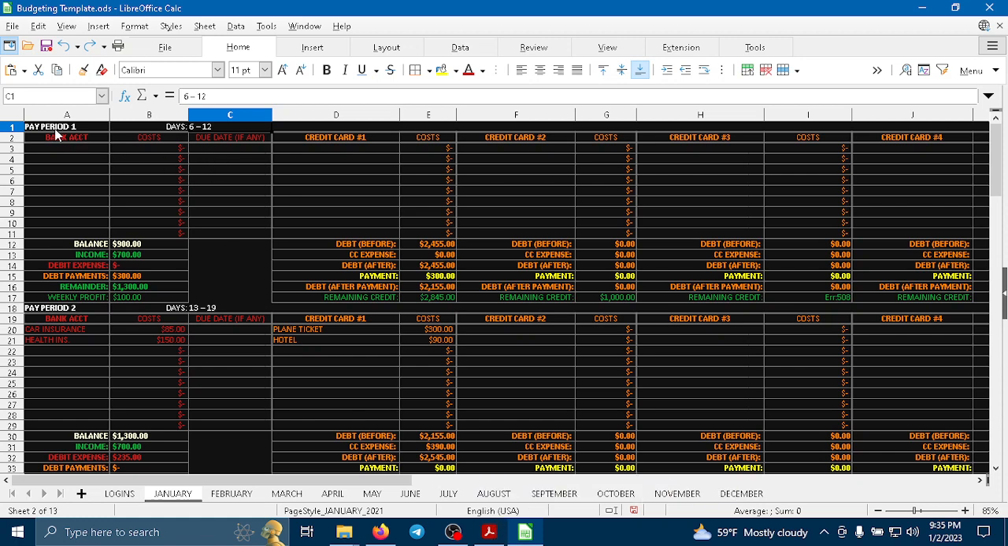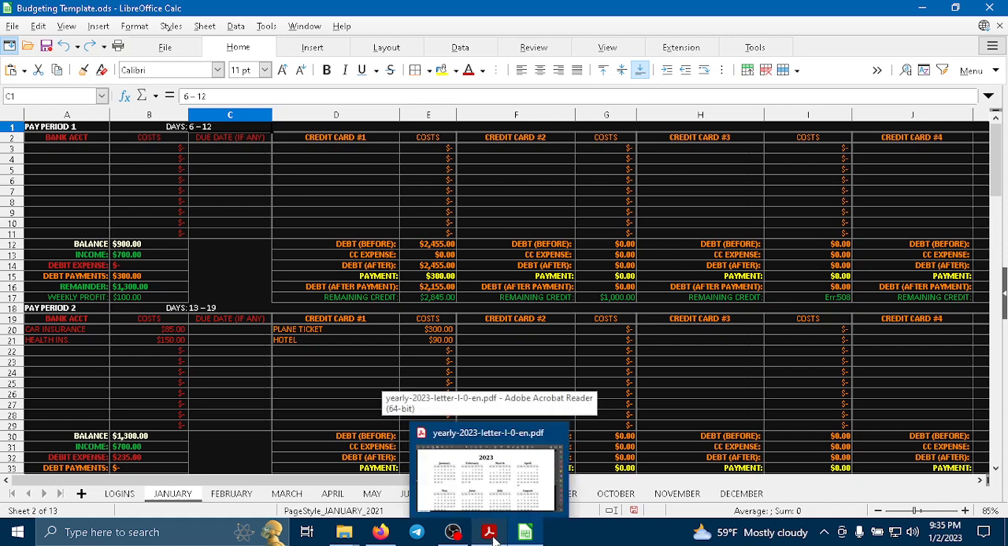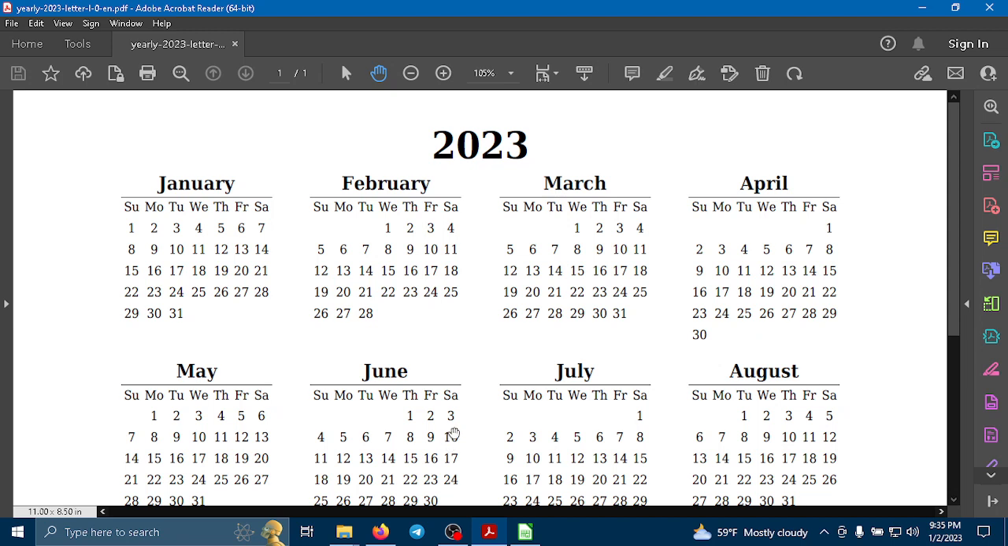So a pay period is basically the range in between paydays, and that is what you want to determine for the entire year for this budgeting sheet when you first start. Before you do anything else, this is what you do. So let's say we're looking at the year 2023 as it's laid out in calendar format.